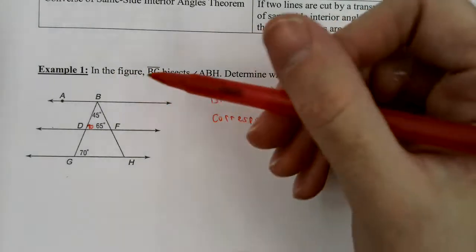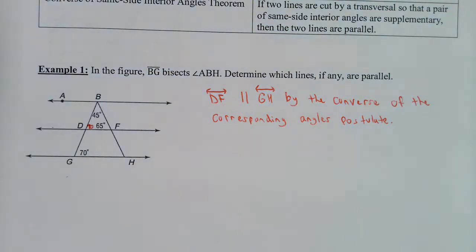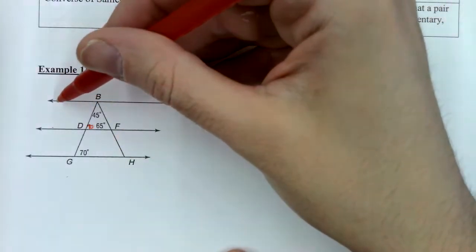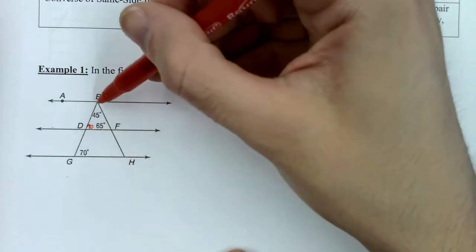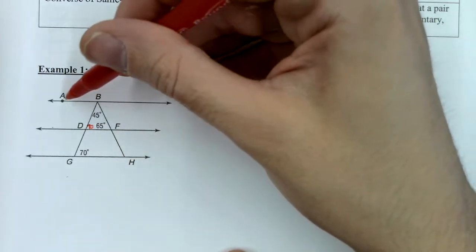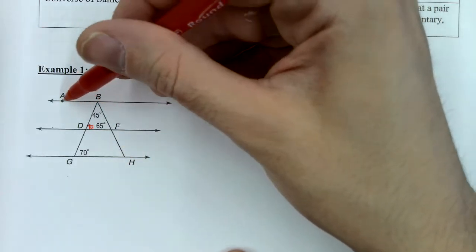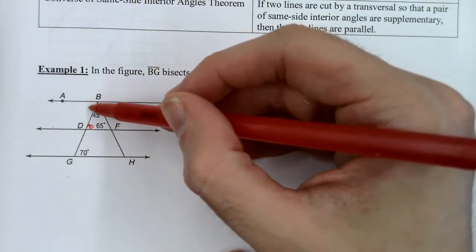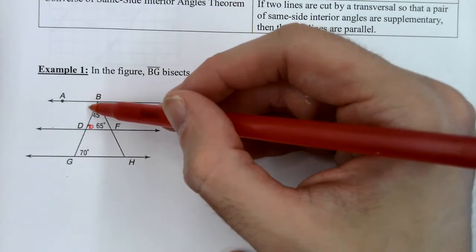If you notice above, it says BG bisects angle ABH. Why are you told that? Are you told that just for no reason, or because you need it? Okay, we're going to use that. Since this angle ABH is bisected, it means this angle is congruent to this angle. So since this is 45, this angle right here is also 45.